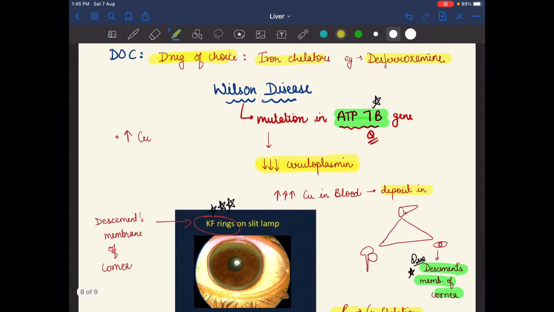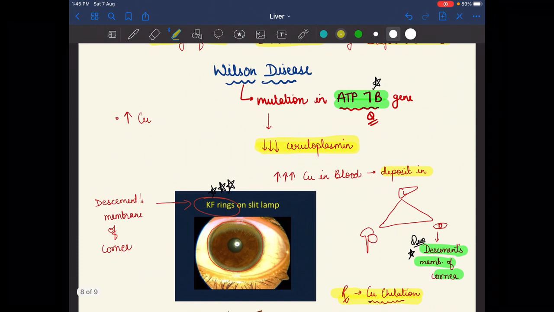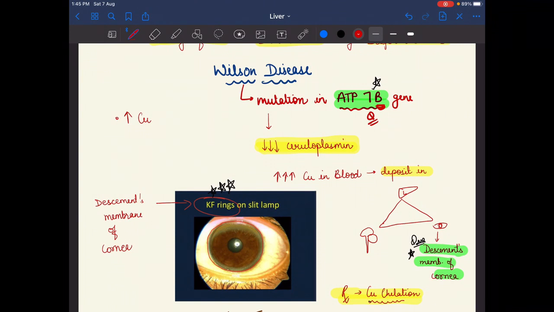Now the next one is Wilson disease. In Wilson disease, there is a mutation in the ATP7B gene. Please remember this, it is 7B, not the 7A gene. And in this we find a decreased level of ceruloplasmin. Because ceruloplasmin and copper are combined together, if ceruloplasmin is decreased, it means the copper level is increased in blood.